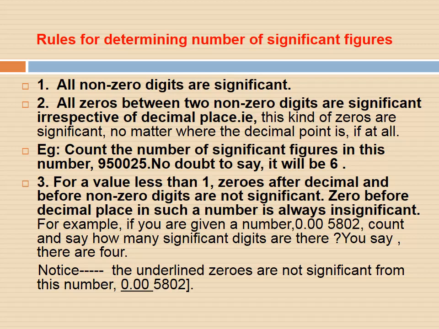Third rule is for a value less than 1, zeros after the decimal and before non-zero digits are not significant. Here, the 0 before the decimal place in such a number is always insignificant. For example, if you are given a number 0.005802, you have to count and say how many significant digits are there. You can say there are 4. You see the number again, the underlined zeros are not significant.